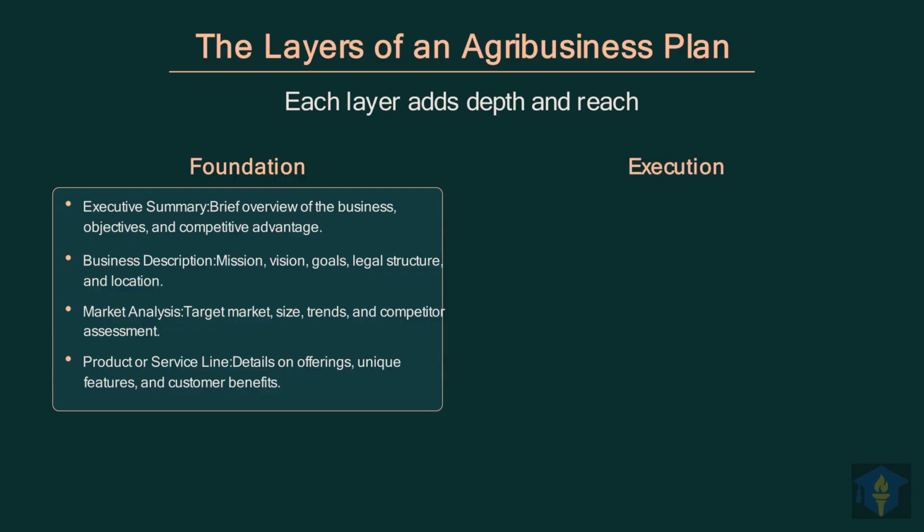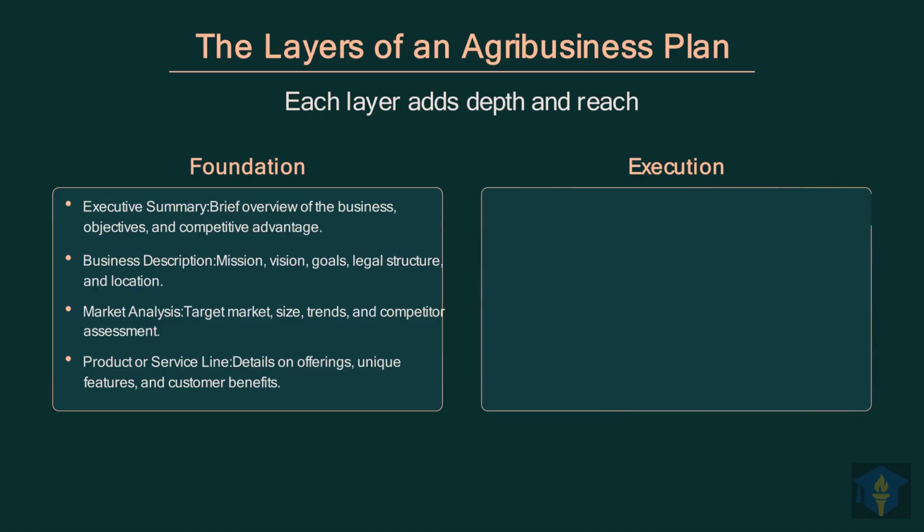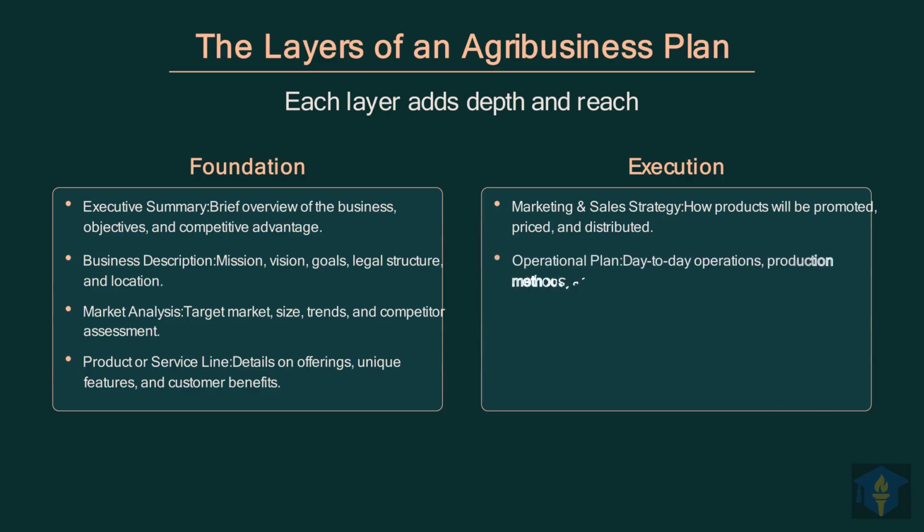The execution layer focuses on how you'll implement your agribusiness plan in practical terms. Your marketing and sales strategy explains how products will be promoted, priced, and distributed to reach customers. The operational plan covers day-to-day operations, production methods, and staffing requirements for your agribusiness.